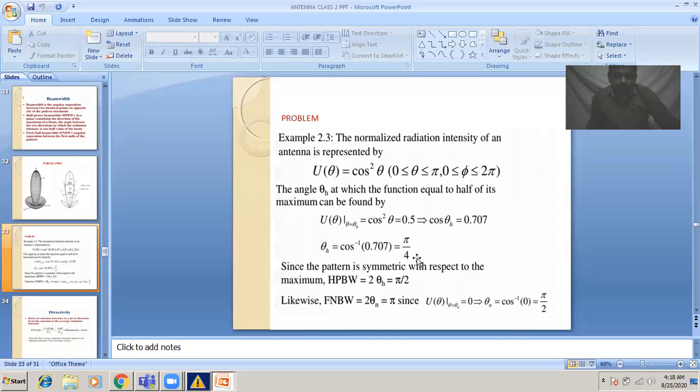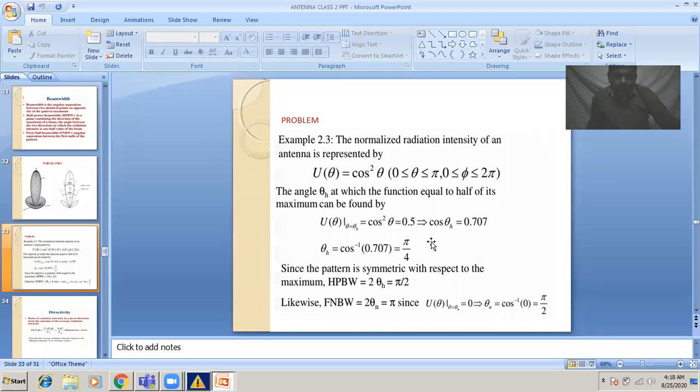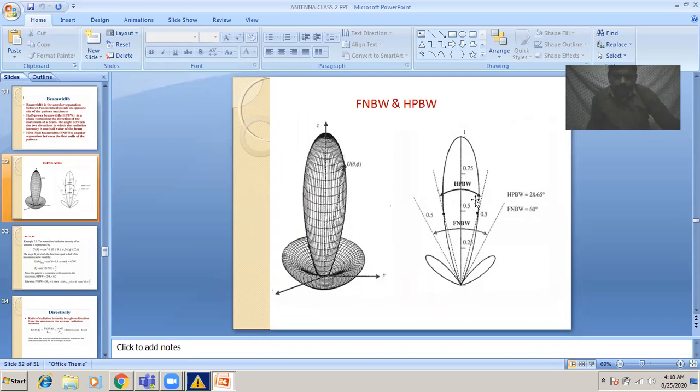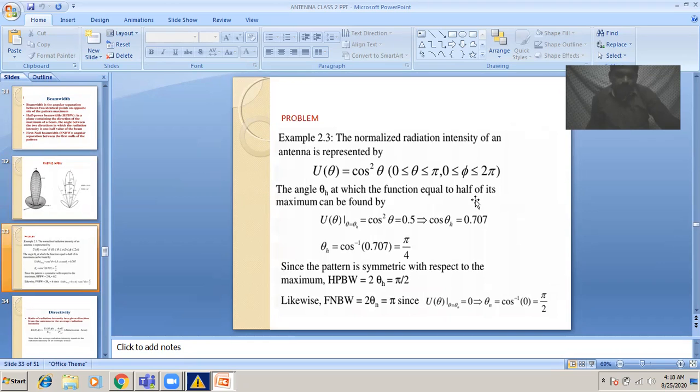Okay. On the left side, this is pi by 4. On the right side also, it is symmetrical. Therefore, it is pi by 4 and pi by 4. The total beamwidth is equal to pi by 4 plus pi by 4. Therefore, that is equal to 90 degrees. So, 90 degrees in radians can be represented by pi by 2.